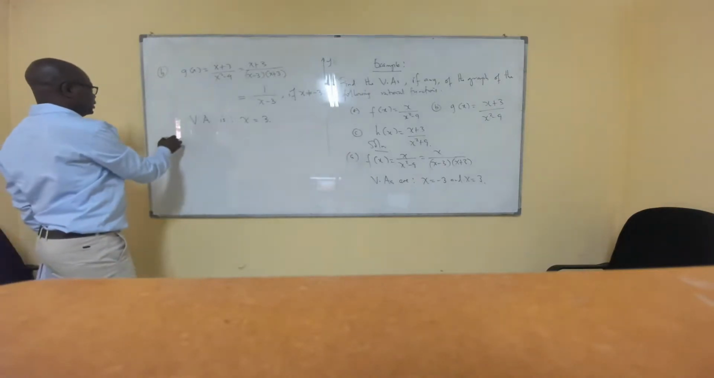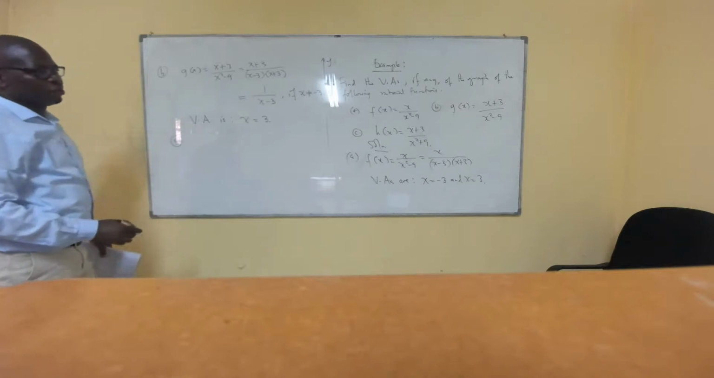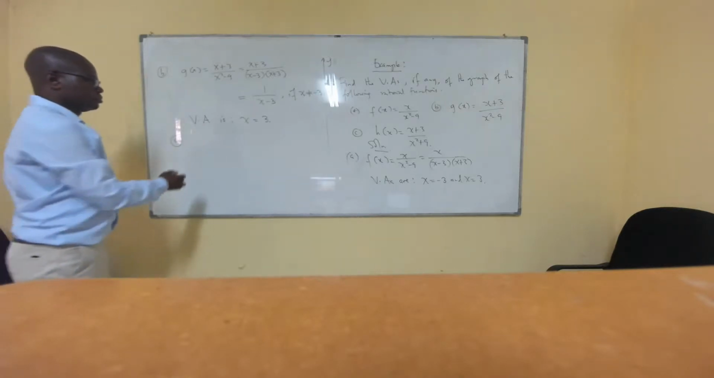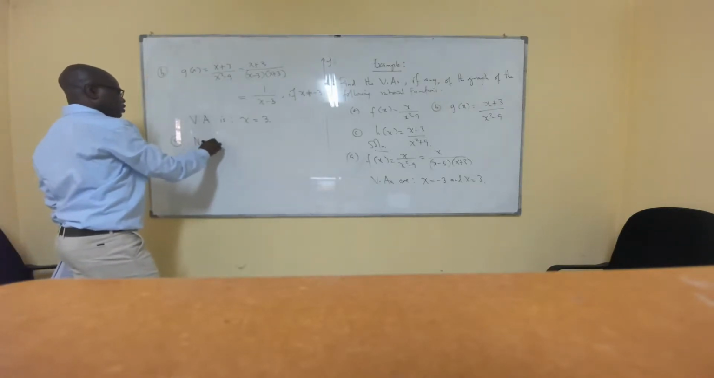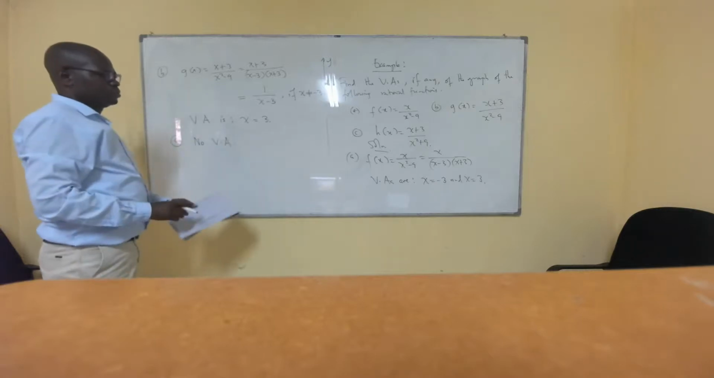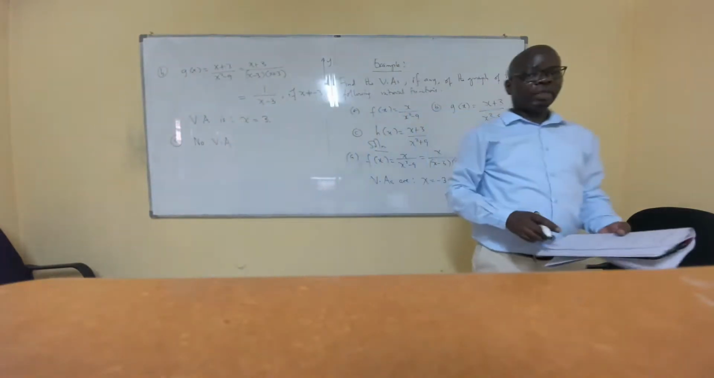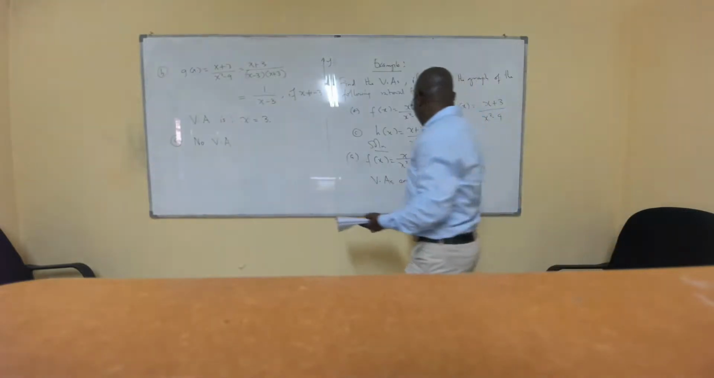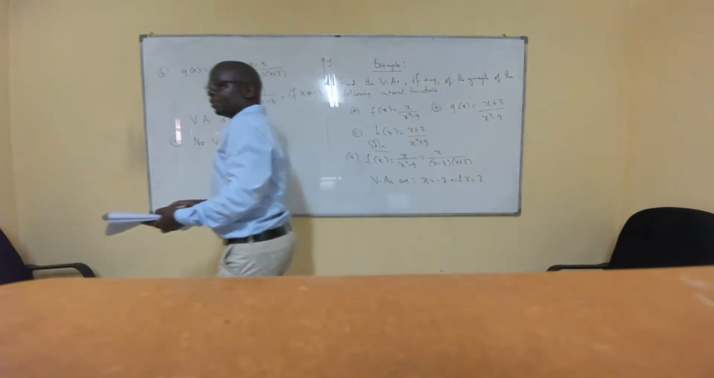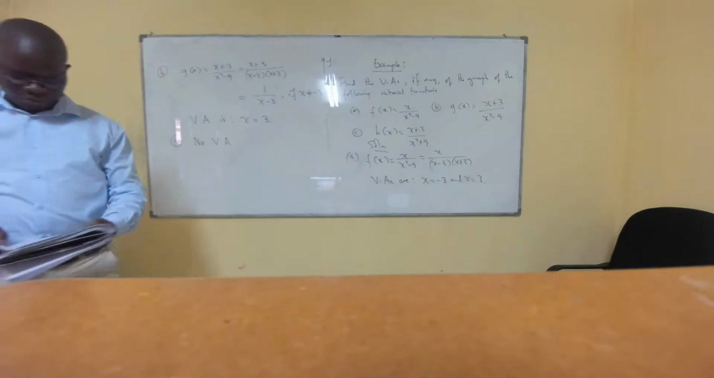Of course, in C, there is no vertical asymptote there. No vertical asymptote exists because this can never be equal to 0. There's no x value which will ever make x squared plus 9 equal to 0.